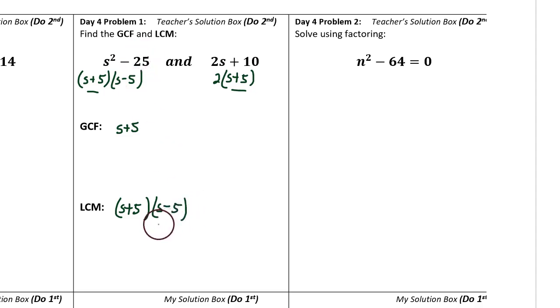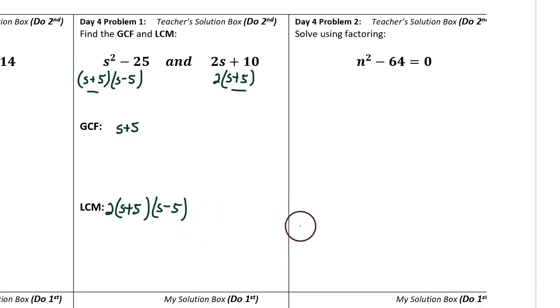Now let's see if our LCM needs to have any other factors in it. Go over to the 2 times s plus 5. We have already written an s plus 5, but we don't yet have the 2. So let's include a 2 in our LCM. We could multiply this out or leave it in factored form. Here is our LCM.